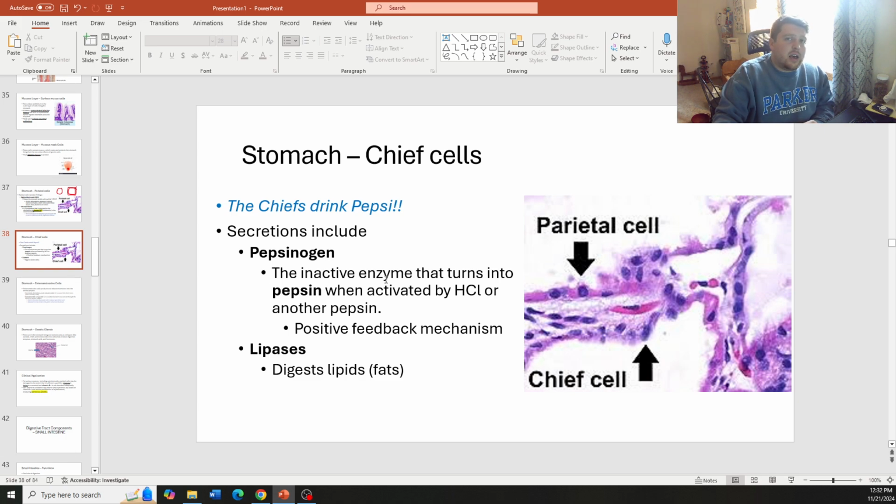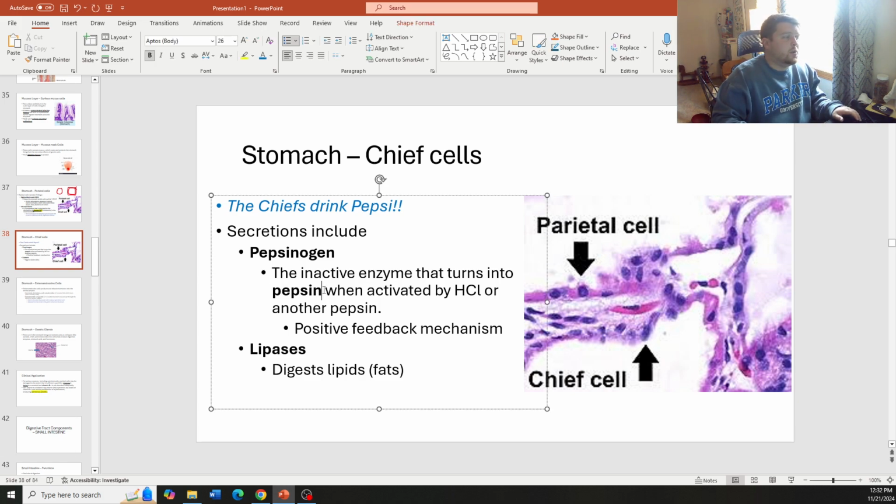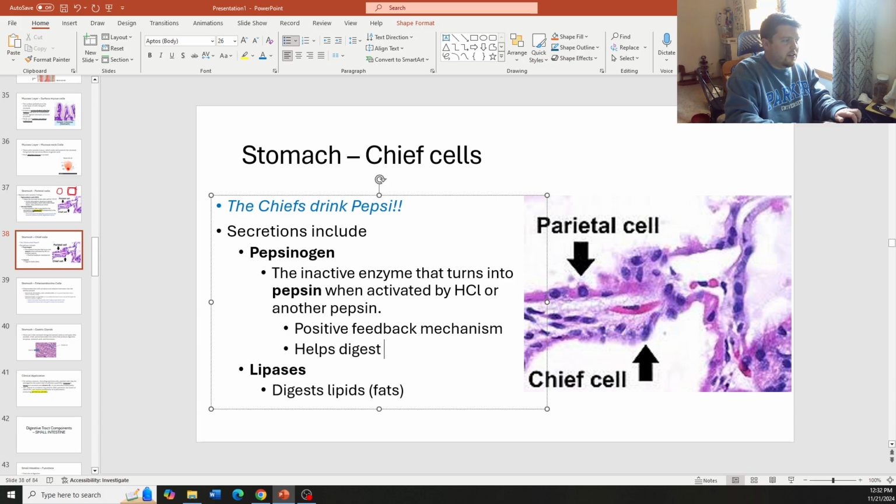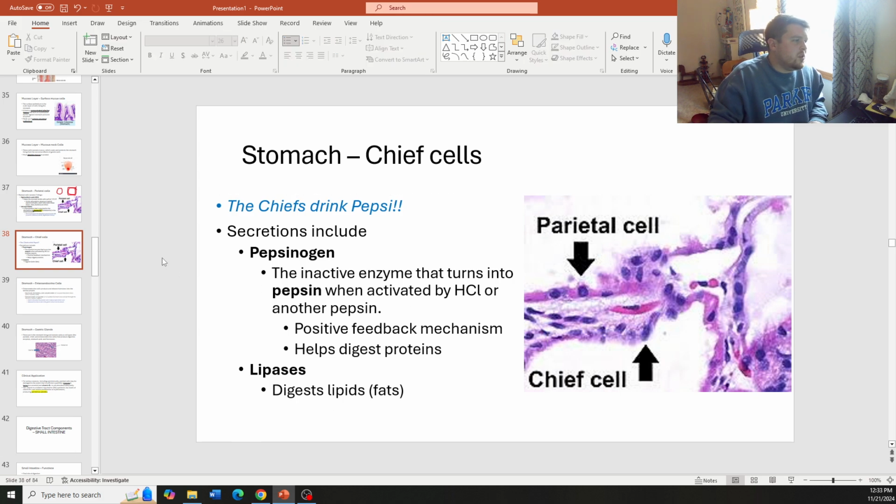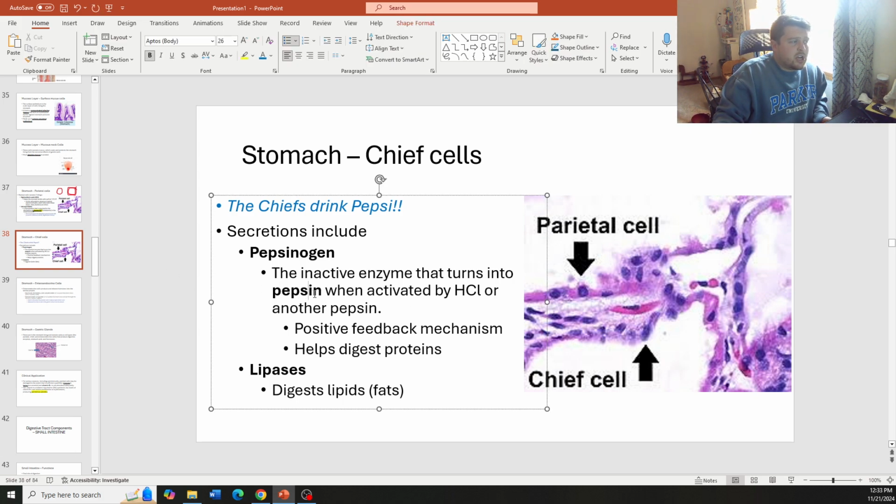Once it hits that super low pH of the hydrochloric acid, it gets activated and it turns into pepsin. Pepsin helps to digest proteins. Okay, pepsin also has another job that it actually, while it is activated by the super low pH hydrochloric acid, if a pepsin runs into another pepsinogen, pepsin can also turn that pepsinogen into more pepsin.